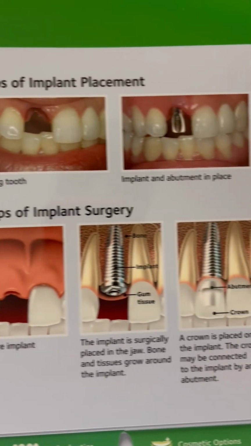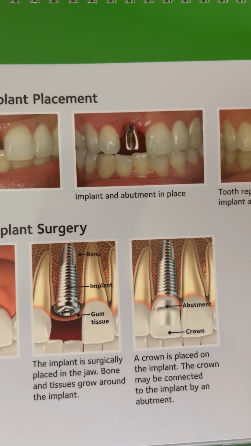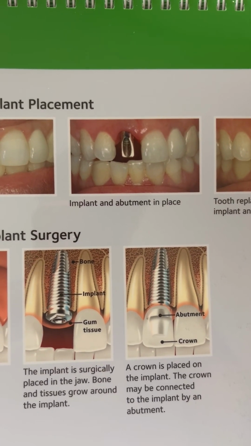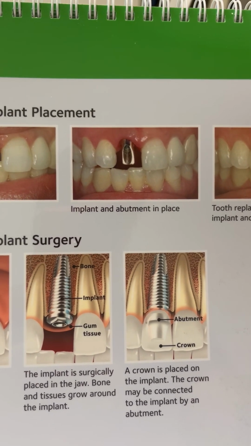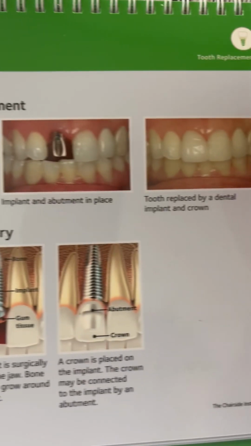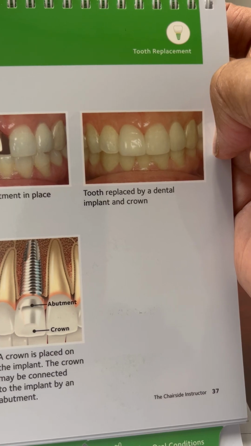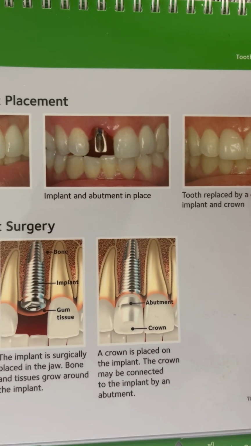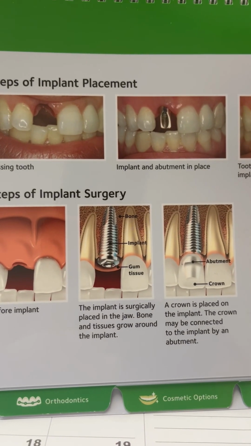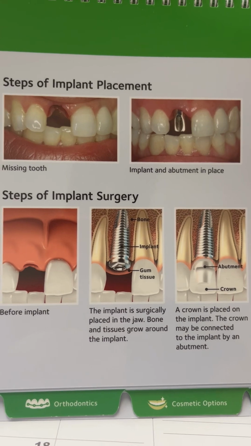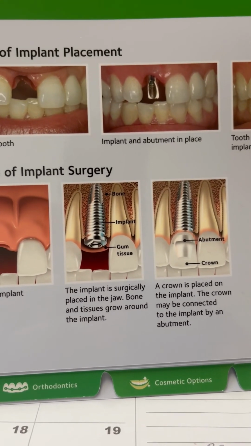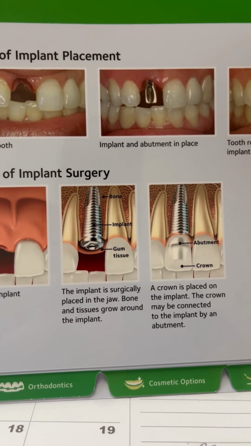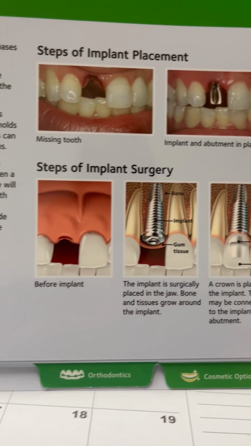This shows a missing tooth. This shows the implant, which has an abutment in place. See the implant and abutment. The implant's in the bone. The abutment is attached to the implant. And then on top of that, you attach a crown. So the implant is three parts: implant, abutment, and crown. I know it sounds confusing, but just remember, the whole dental implant procedure is three different parts. The implant, which is in the bone, the abutment, which attaches the implant to the crown, and then the crown.